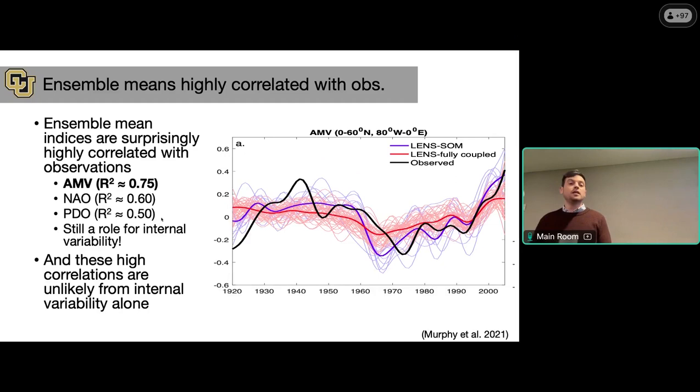Here, observations are in black, and the red lines are the CESM1 ensemble. The thick red line is the ensemble mean AMV index from CESM1. You can see by eye it's highly correlated. The R squared is around 0.75. That holds up in a bunch of different large ensembles once you get over about 10 members or so. And if you look across all the CMIP5 ensembles, that R squared is right around 0.75. So we interpret that to mean that external forcing is playing a significant role in the timing of AMV transitions and impacts. Thank you, PowerPoint.